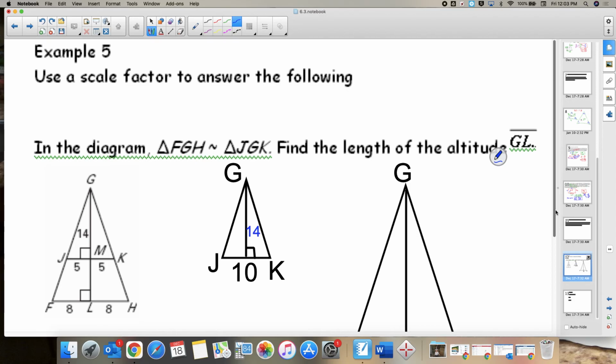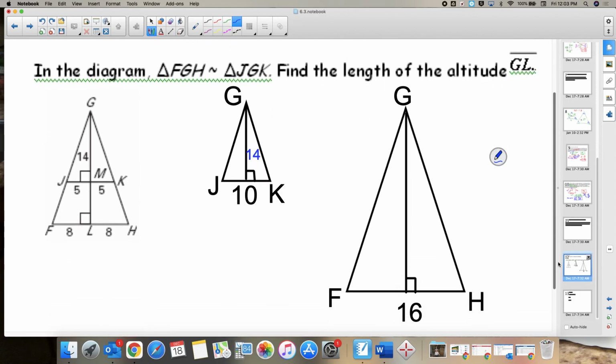All right, so one of the things I will advise you to do sometimes, if you're having trouble matching up pieces, is separate your two triangles out. Right? They give us that small triangle on the top, triangle GJK, and then we have our big triangle, which is triangle GFH. They tell us that G to point M is 14. They want us to find G to L. So that's our X.